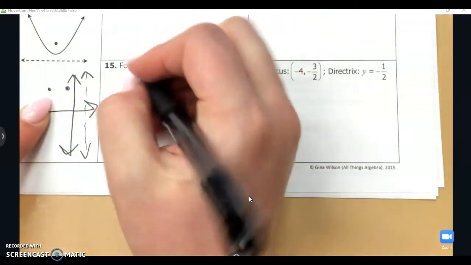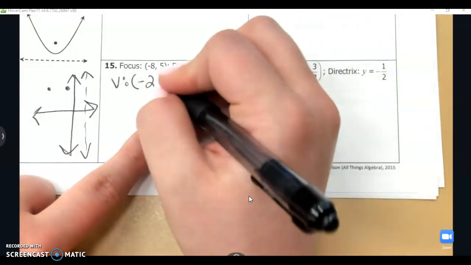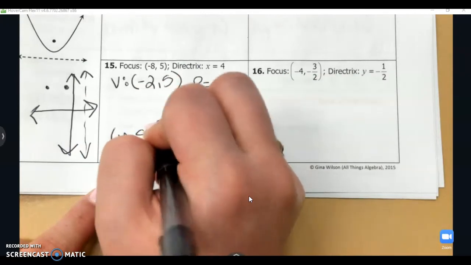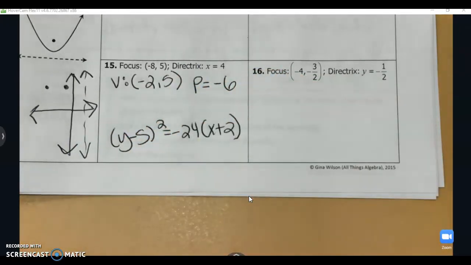And 6 away here, my y value is not going to change. And I'm going to end up at -2, 5. So that equation, or that horizontal parabola open to the left, is as such.